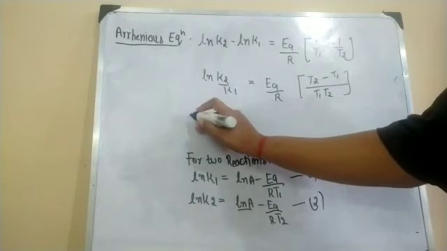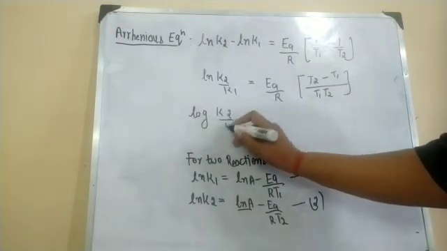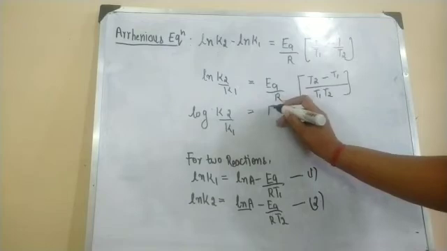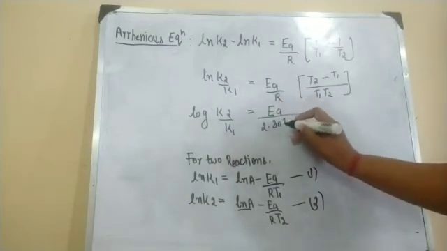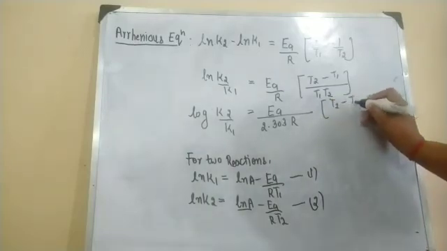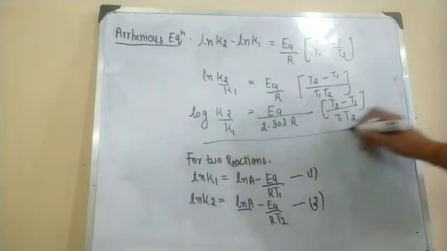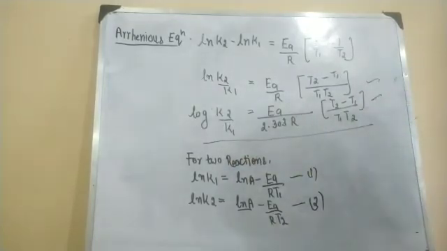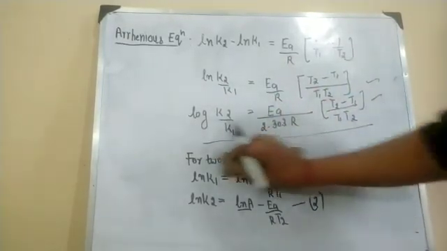If you want in the form of log, then you can write log K2 by K1 equal to EA by 2.303 R into T2 minus T1 upon T1 T2. Right? So these are the final forms for two different temperatures and for two different rate constants.